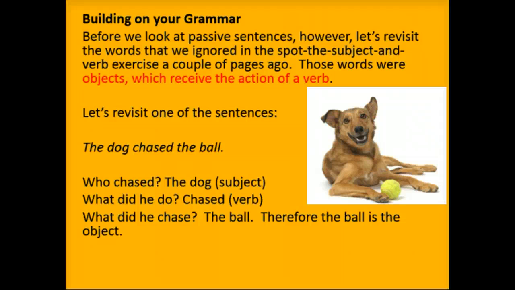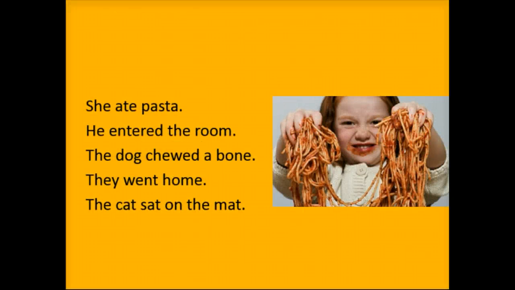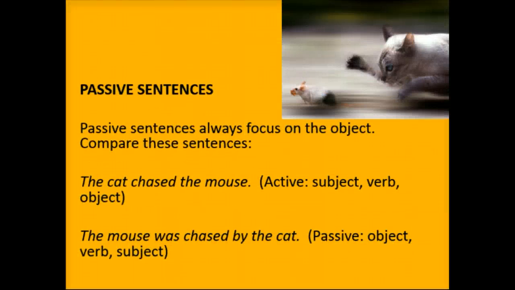But before we do that, we need to think of the bits that we didn't address in the previous sentences. The dog chased the ball. The dog is the subject. The verb is chased. We have something called the object. And the object is the thing that is having the verb done to it, the thing that is the recipient of the verb. So what is being chased? In this case, the ball. Therefore, the ball is the object. So she ate pasta, she is the subject, ate is the verb, pasta is the object, it's the thing having the eating done to it. Now, passive sentences focus on the object.